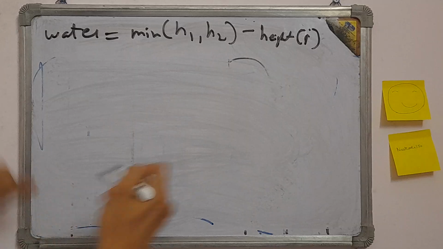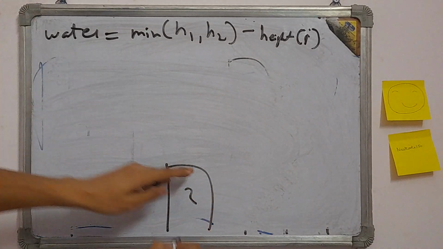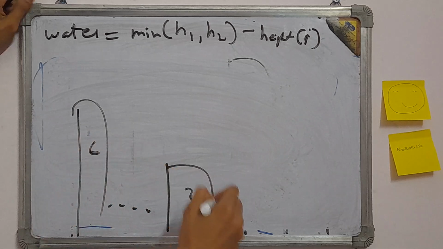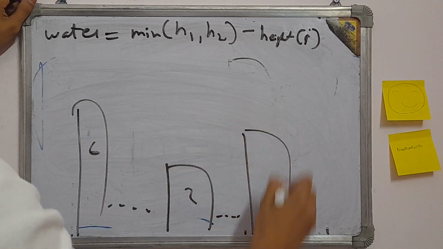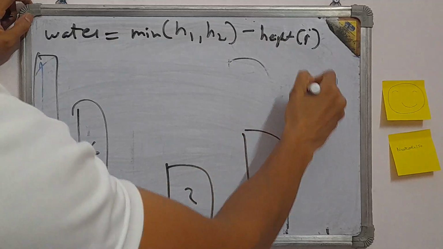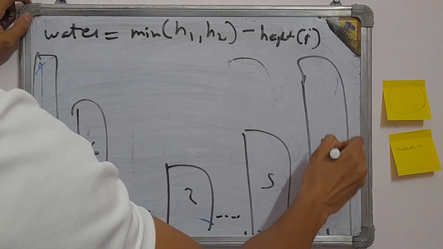Let's say we have to tell in this 2 building how much water will be above it. Let's say there are many buildings. This is 6, and we have many buildings, and this is let's say 5. And then we have here 8, and then we have here 10.